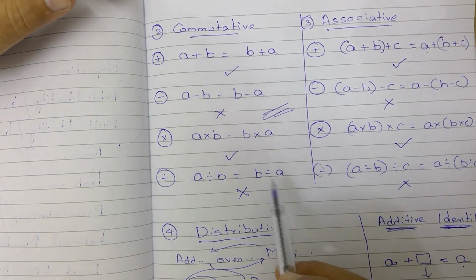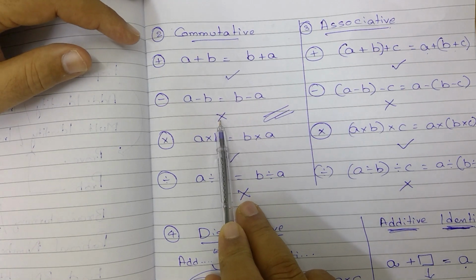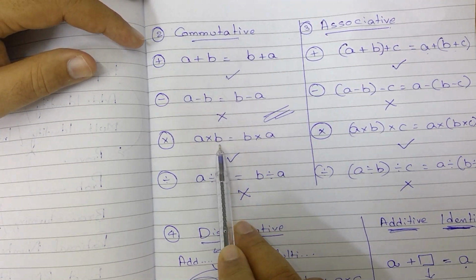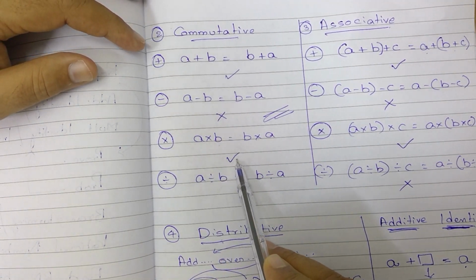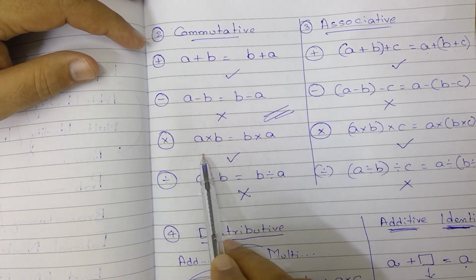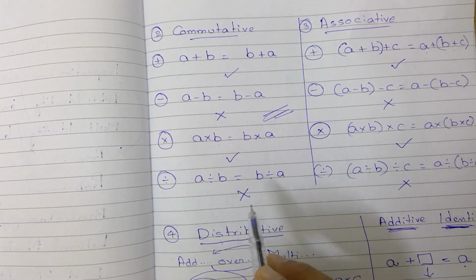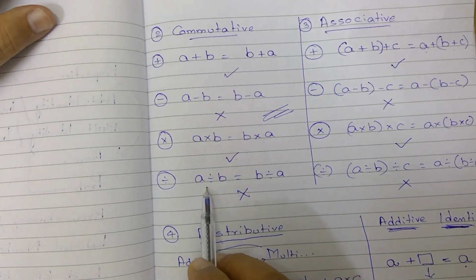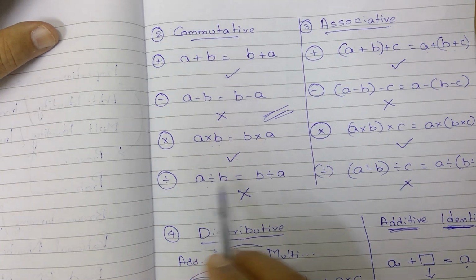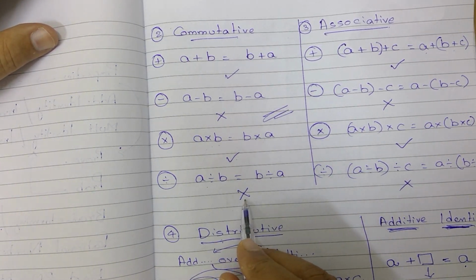So now I think I have explained till commutative property. For subtraction it is not satisfied, and for multiplication, yes, it is satisfied. If you multiply two rational numbers in a different order, you will get the same solution. And if you divide two rational numbers in a different order, it will not be satisfied.